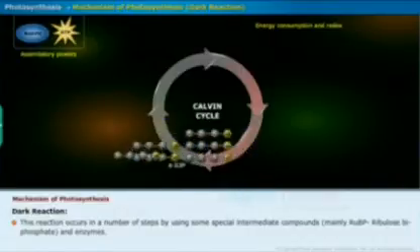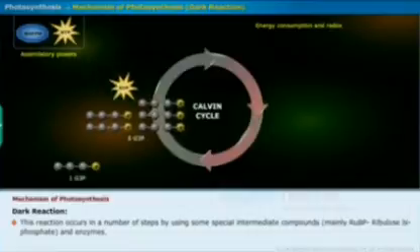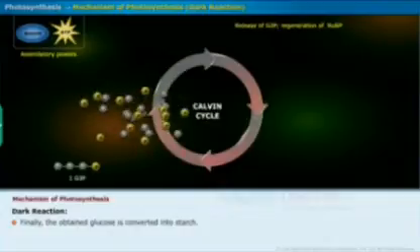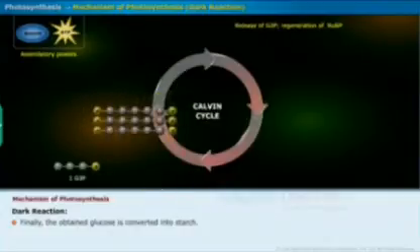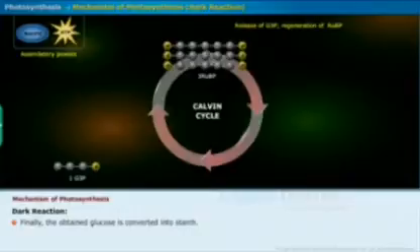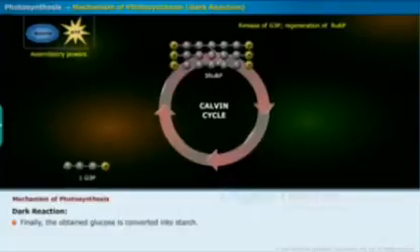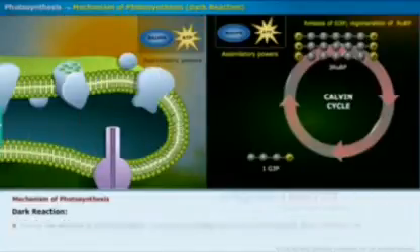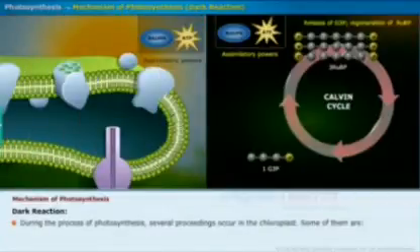The series of events which you are watching on your screen can again be discussed in the later part of the book. Finally, the combined glucose is converted into starch. This reaction keeps on going, and this is actually a cyclic form which is known as the Calvin cycle. Here on your screen, the dark and the light reactions are shown.